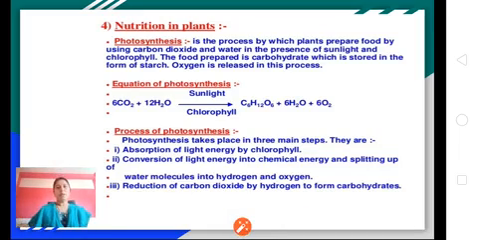Now let me tell you that these steps need not occur immediately one after the other. For example, in the case of desert plants, which usually conserve water during the daytime, during night time they absorb carbon dioxide and form an intermediate product. Later during daytime, when they are able to get sunlight, they go to the next step, that is photolysis of water and then reduction of carbon dioxide by hydrogen to form carbohydrates.